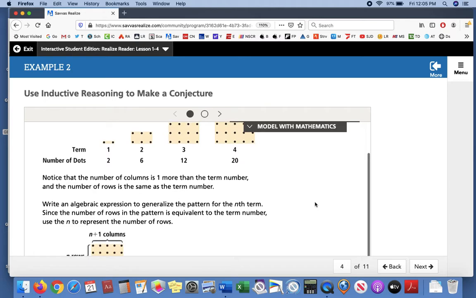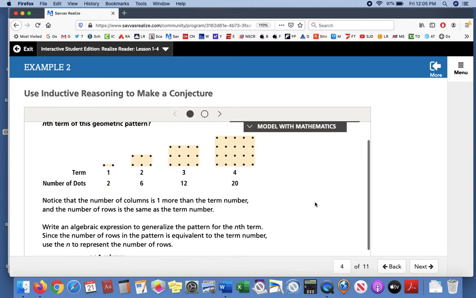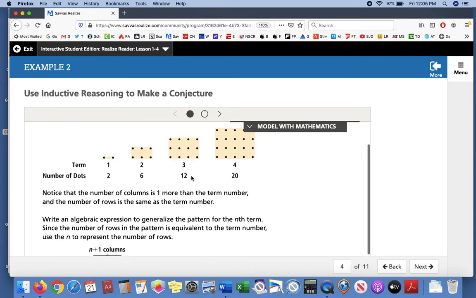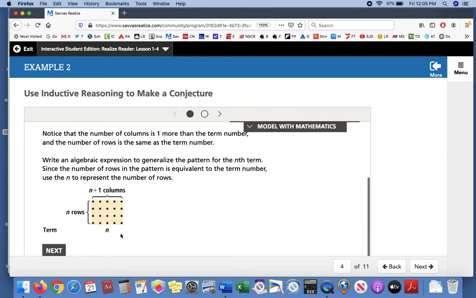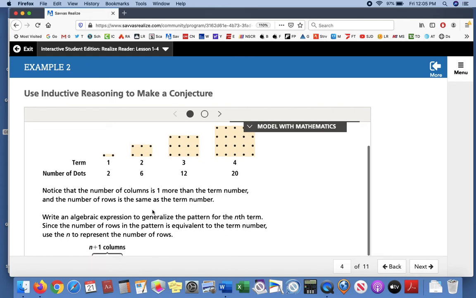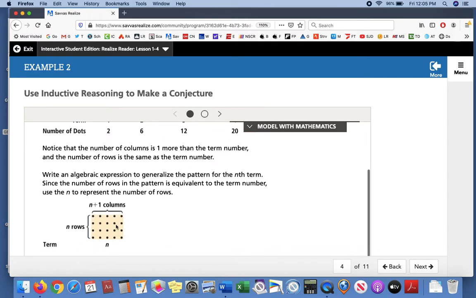Write an algebraic expression. Because we need to come up with one for n. We need to relate the 3 to the 12, and the 4 to the 20, and the 2 to the 6. So the term is n, and it turned out that was the number of rows. Let's check that out. 1 row, 2 rows, 3 rows, 4 rows. Yep. And then the number of columns was 1 more than that. So the term was n, the rows were n, and the columns were n plus 1.